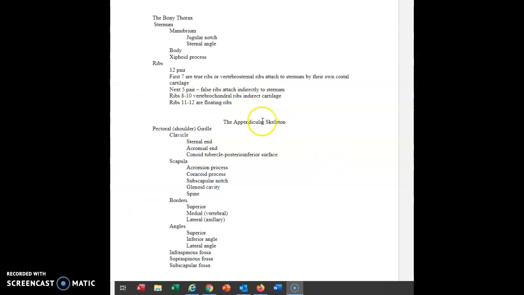The next appendicular bone is the scapula. A lot of people call it their shoulder blades. We're going to look at these structures: the acromion process, coracoid process, subscapular notch, glenoid cavity, and spine. Then we're going to see that it has borders, angles, and fossae. So let's look at these structures first, then we'll talk about the borders, angles, and fossae.